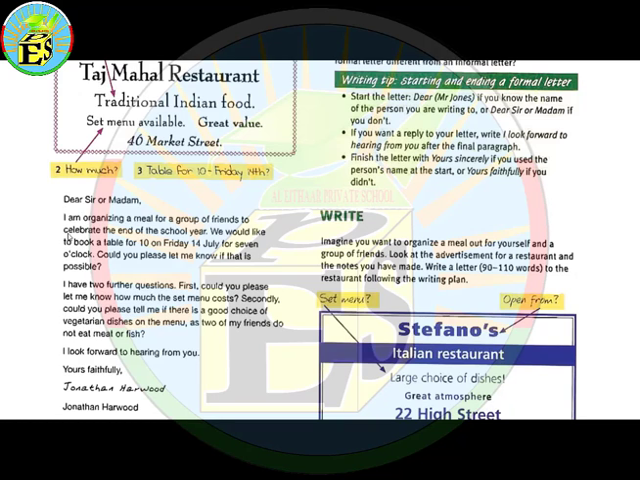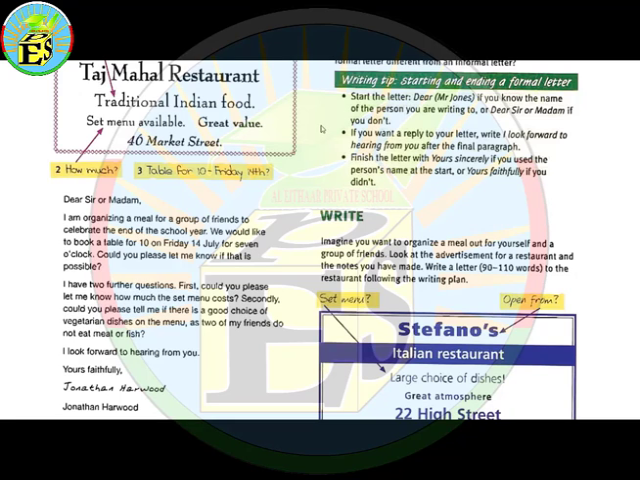Now it starts with: I'm organizing a meet for a group of friends to celebrate the end of the school year. We would like to book a table. It doesn't mean book or books that we're reading. Book means he wants to make a reservation for a table for 10 people on Friday 14th of July for 7 o'clock. Could you please let me know if that's possible?